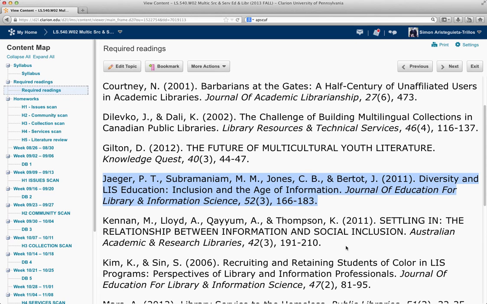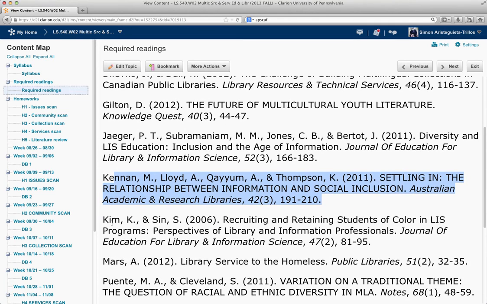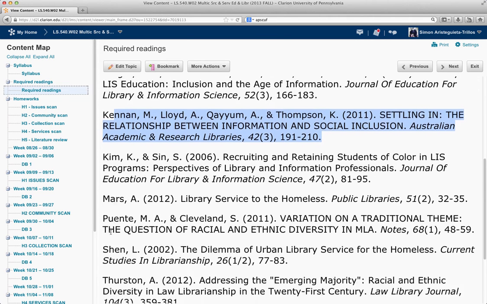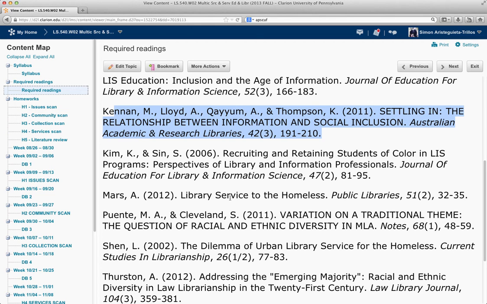Then we have a very interesting article on Australia, and this has to do with information behavior and information seeking behavior of immigrants. That's a very interesting one. Well, and so on. Okay. I read all these articles because I think they are very relevant for this class. There's one for the homeless, and actually two. One is the Mars article, Library Service to the Homeless, and then the Shen article, The Dilemma of Urban Library Service for the Homeless.